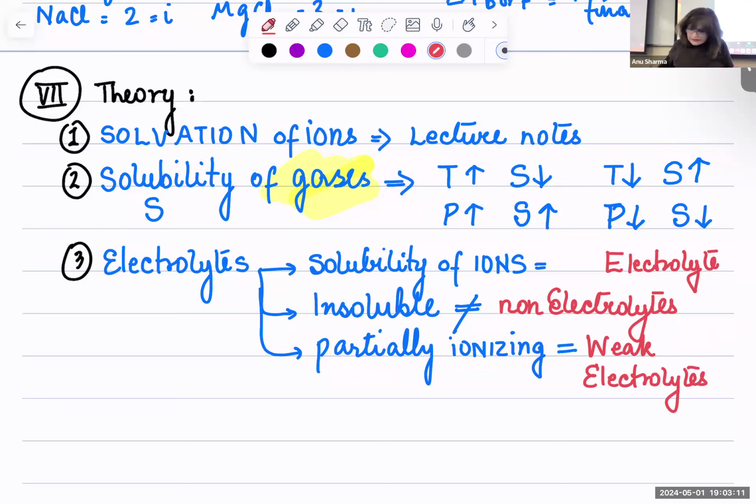You will see an equilibrium type of thing. The reaction, AB, is breaking up into A and B, something like that. So this is one theory-based point.